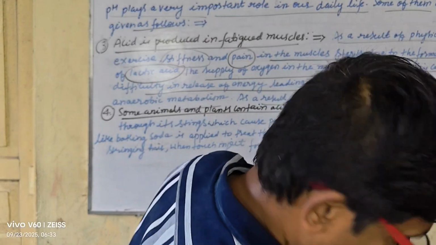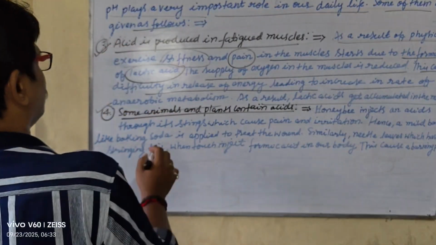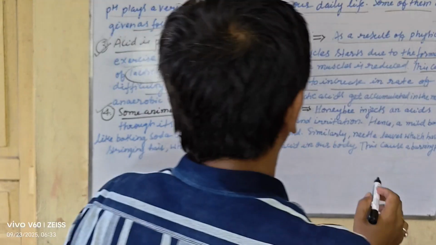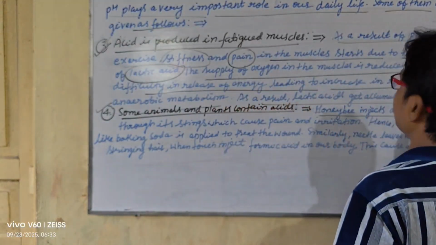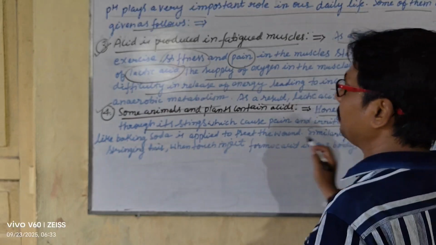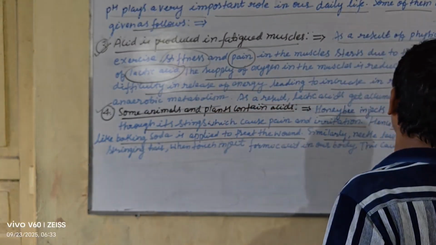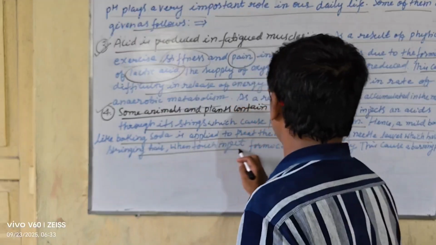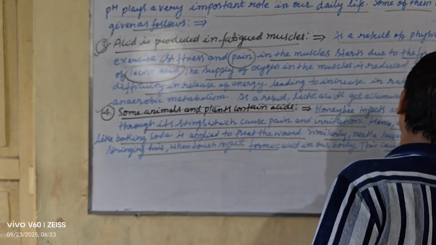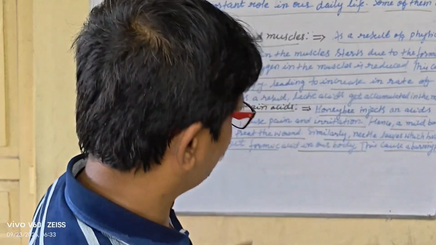So my dear student, some animals and plants contain acids. A honeybee injects an acid through its sting, which causes pain and irritation, hence a mild base like baking soda is applied to treat the wound. Similarly, nettle leaves have stinging hair; when we touch it, we get formic acid in our body, which causes burning pain, and it is also treated with a mild base.